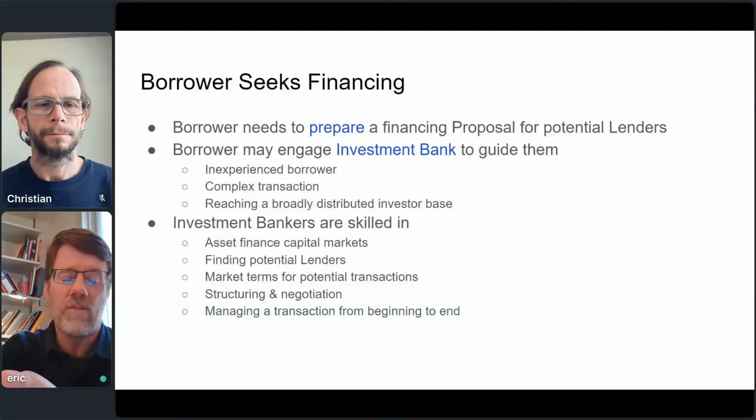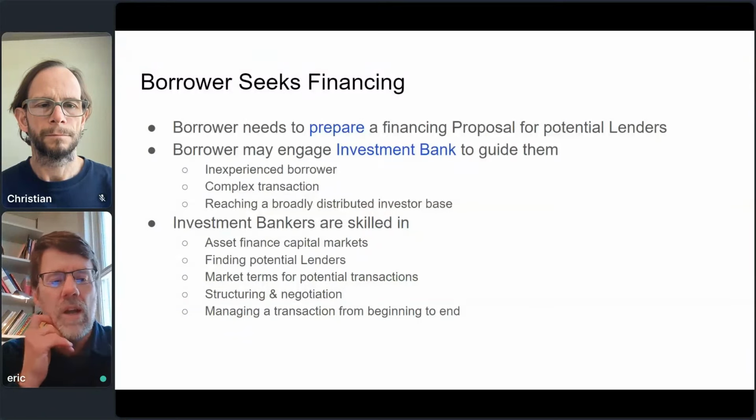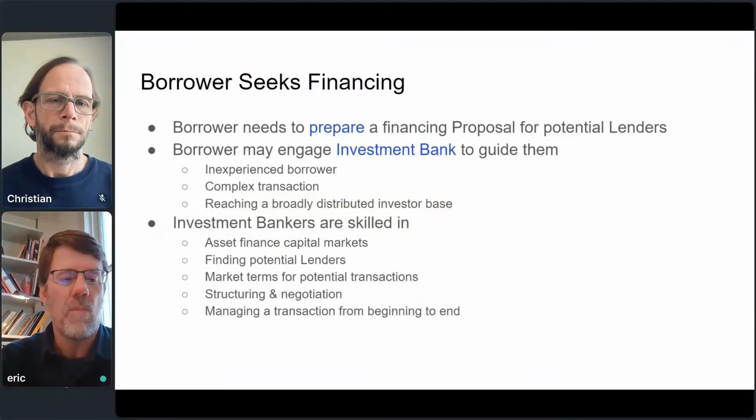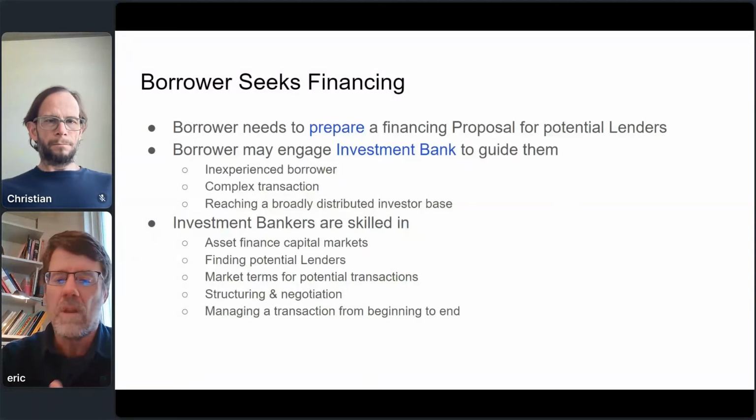They're also, as I said, very good at structuring and negotiating deals. And finally, I think it's underappreciated, but they're very good at managing a transition from beginning to end. It's not easy to do. There's lots of commercial terms, legal terms, all these different things that have to be done. And part of what they do is just manage the whole process, which is very valuable. Next slide, please.